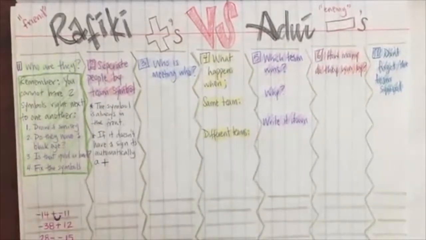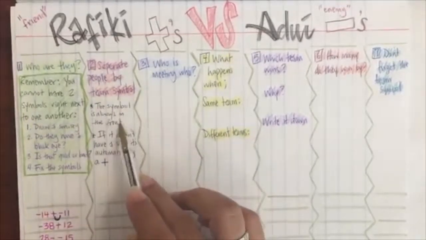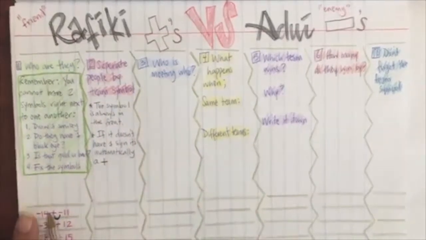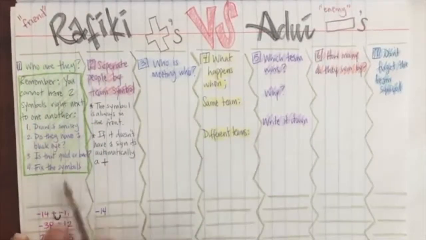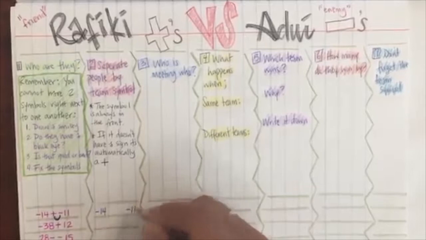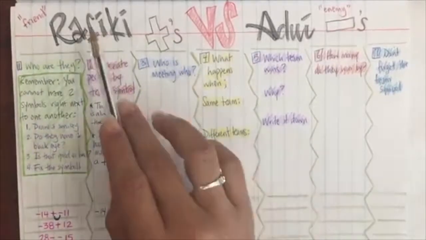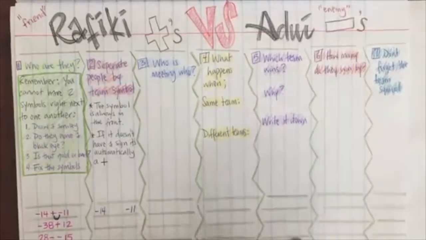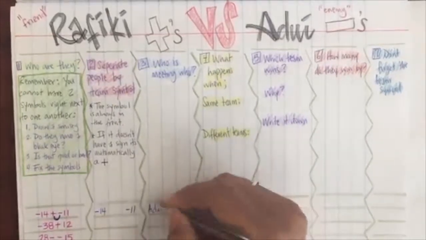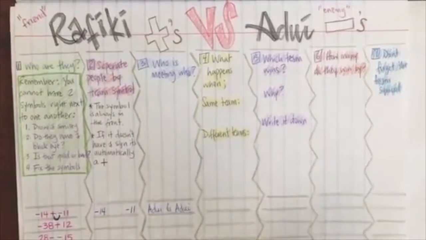So if it's a bad thing, it's a negative thing. Okay, then separate them by the team symbol. The symbol is always in the front. So we're going to write negative 14, and those 2 symbols are now going to become a negative, so minus, and 11. Now we've separated them. Okay, who's meeting who? Rafiki or Adui? It's Adui meeting Adui. This is a listening check, circle negative 11.